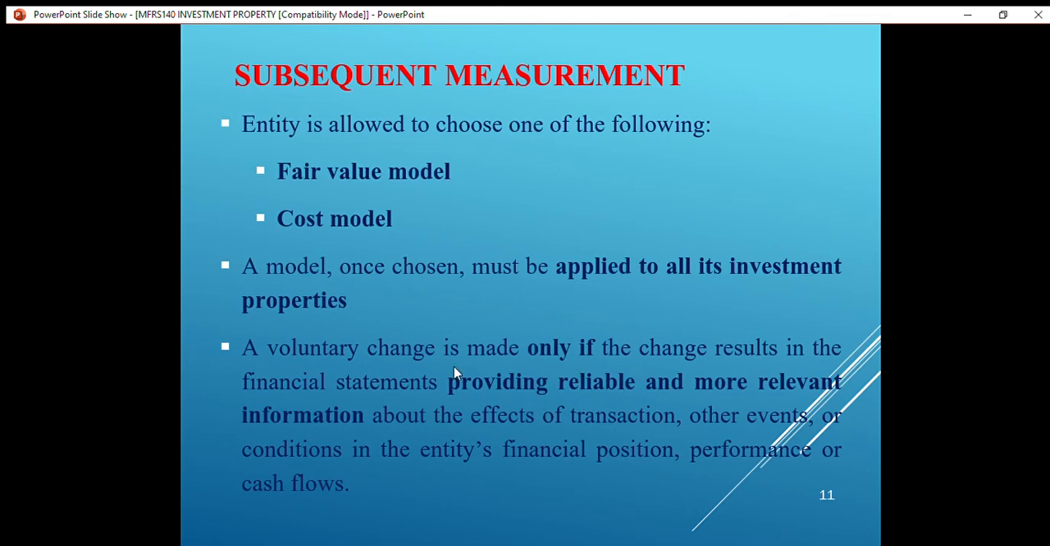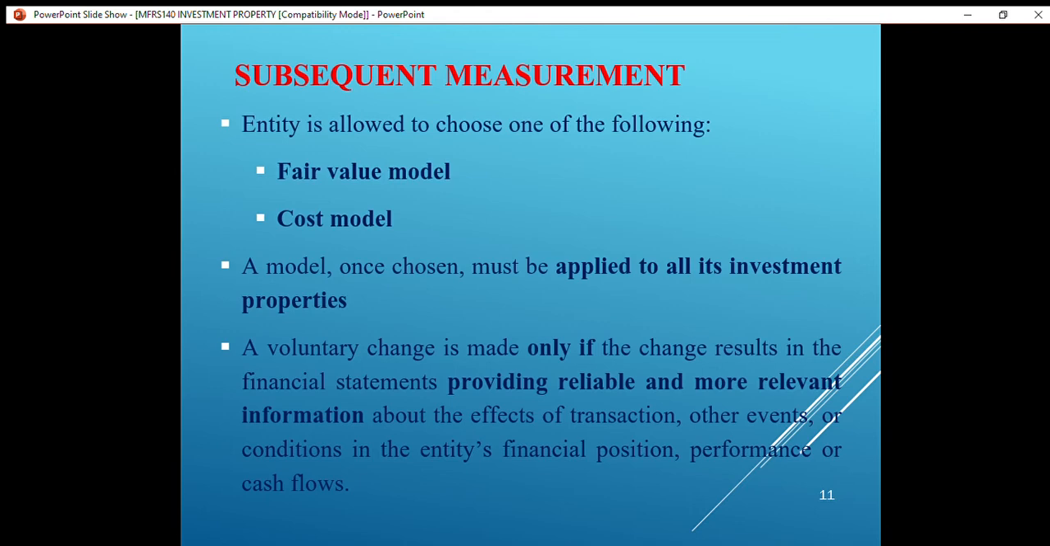So an entity can only change the model, for example, from cost model to fair value model, if the purpose is to provide more reliable and relevant information to the users of financial statements.